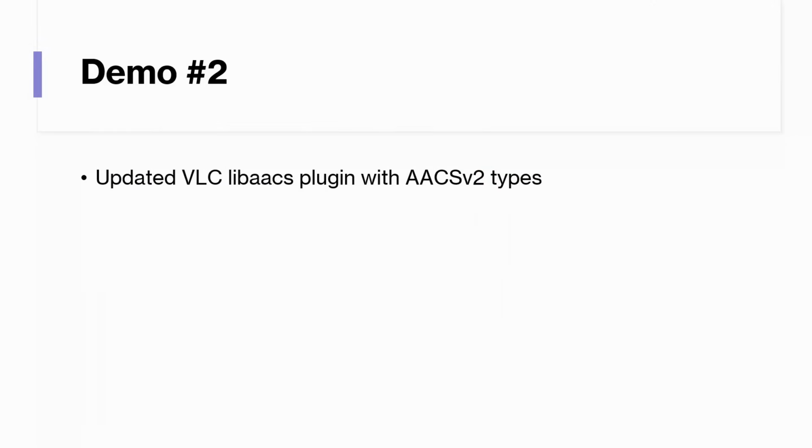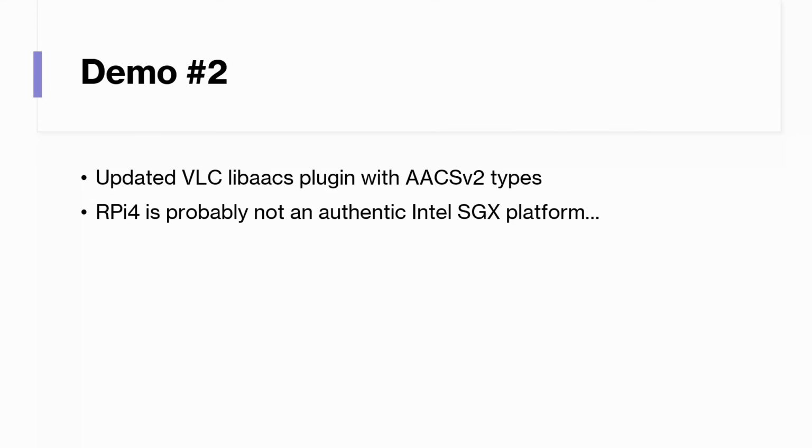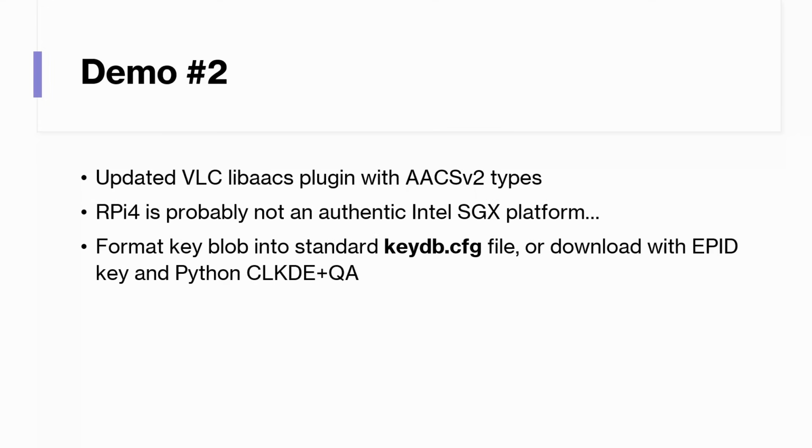So I'm going to have a second demo, since it's so similar: I could just patch the VLC libaacs plugin with the new types used in v2 and run it on an RPi4 to play a movie. And you can do that just by putting our keys that we downloaded into the standard KeyDB config format. Unfortunately, my drive decided to die a couple hours ago. I know, I'm really sad too, because I have all these movies that we used to test with that I've never watched more than 5 seconds of the intro with. So I guess they'll have to wait a little bit later.